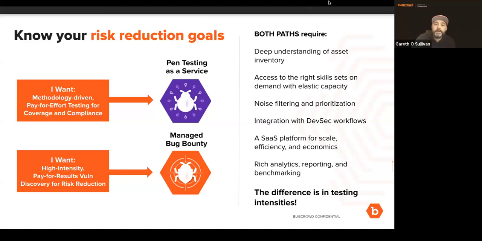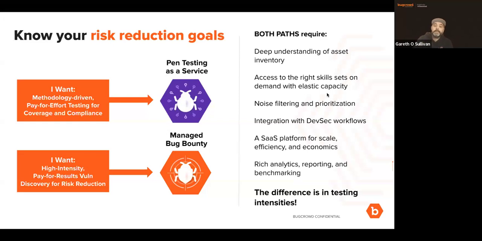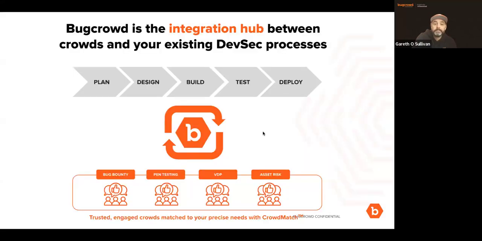Ultimately, it helps organizations if they can get a good understanding of their asset inventory. We can help with that as well. We give you access to the right skills in an elastic capacity. We do all the noise filtering and prioritization for you. You've got the integrations into workflows, the platform, which introduces efficiencies as well. Lots of analytics and reporting and benchmarking, and helping you address testing for different use cases in different ways.